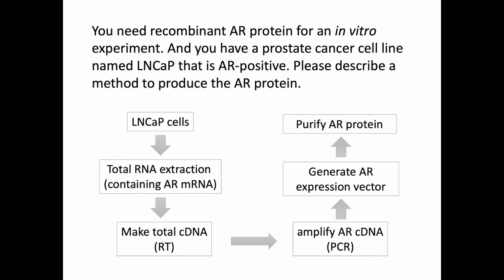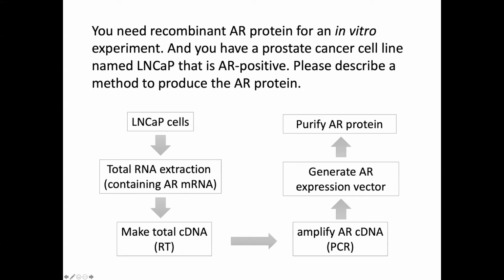The flowchart shows these steps. First, you can obtain mRNA from the LNCaP cells, and then cDNA can be made by reverse transcription. So during these two steps, the mRNA and the cDNA of AR are combined with all other mRNA or cDNA. That's the total mRNA or cDNA inside the cells.